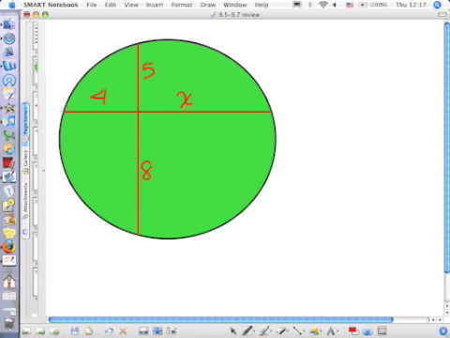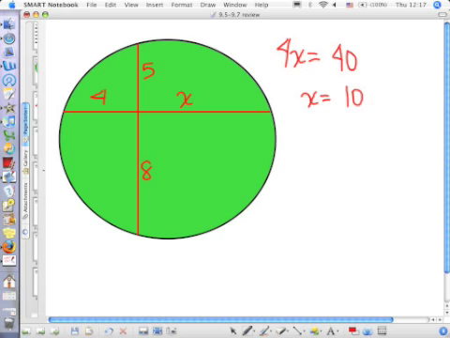But just an easy, quick shortcut: 4 times x is equal to 5 times 8, which allows us to find the value of x by simply dividing both sides by 4. So x on number 1 had a value of 10.